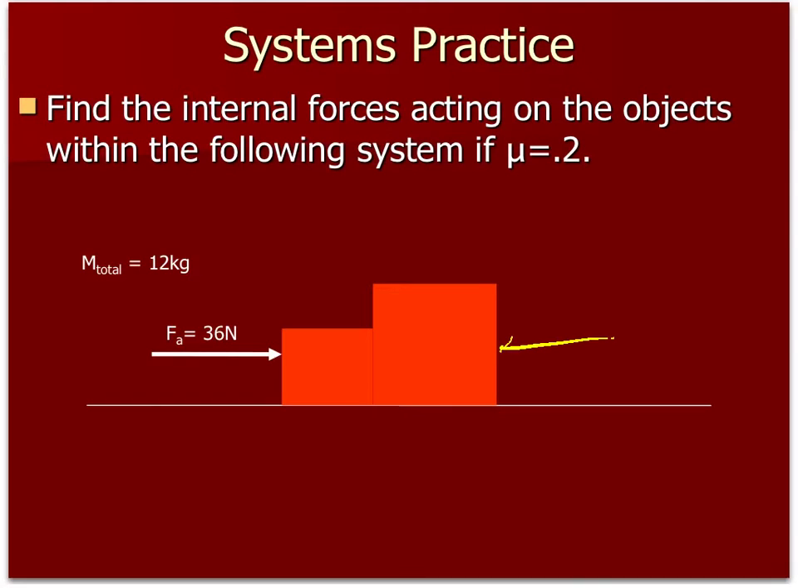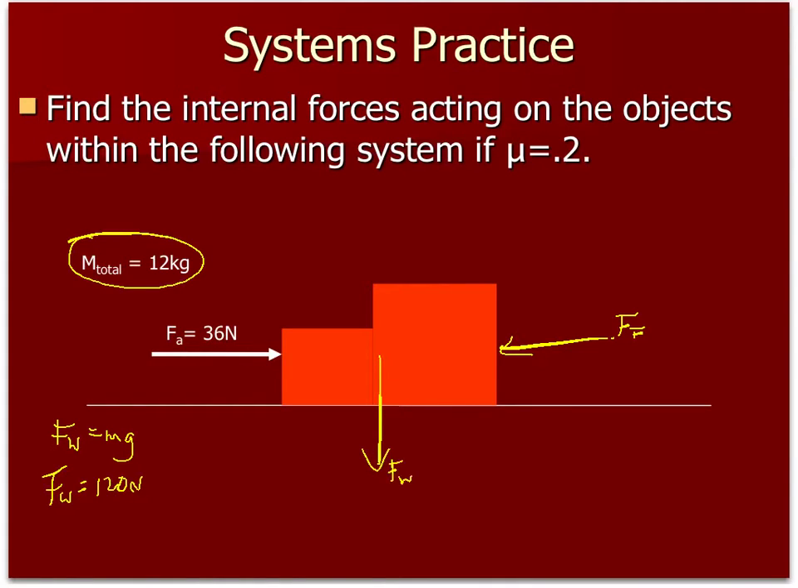Alright, so I know my frictional force acts opposite of motion, and so I know it's going to be acting to the left. And I can solve for that if I treat the system as a whole. When I treat it as a whole or a single object, I know that my total mass is going to be 12 kilograms, and so I can find the weight of the entire system by taking that 12 times g, which is going to give me an FW of 120 newtons. So I know that FW is going to act straight down, and I also know then that my normal force, which acts perpendicular to that contact surface, is going to be equal and opposite of that FW. So that's 120 newtons as well.